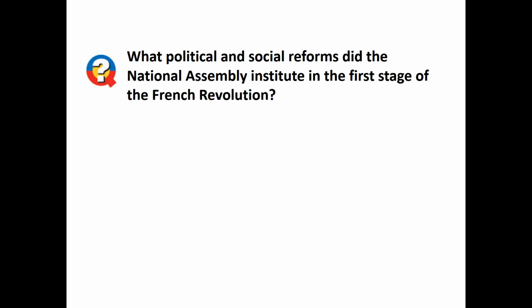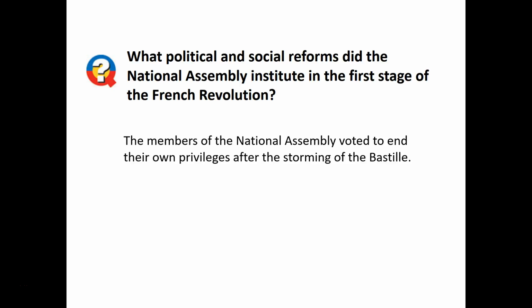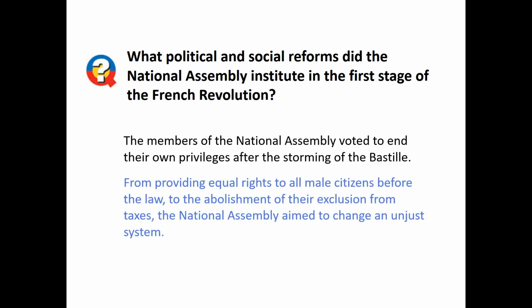Our focus question: what political and social reforms did the National Assembly institute in the first stage of the French Revolution? To their credit, the members of this first National Assembly did what they said they were going to do. By and large, they voted to end their own privileges, including providing equal rights to all male citizens before the law, regardless of social status, and the abolishment of their exclusion from taxes, so extending taxation to the first and the second estate. Overall, they were trying to make the system much more just, much more equitable for everyone involved.